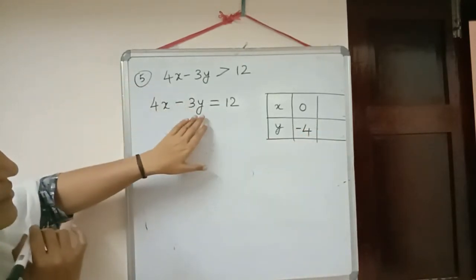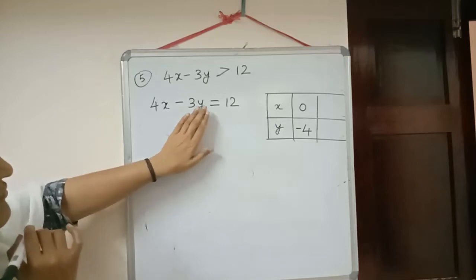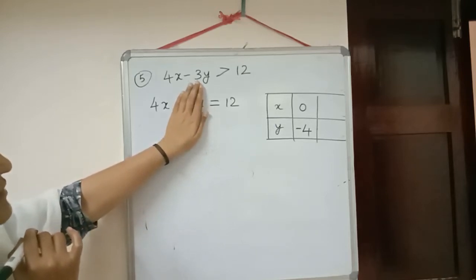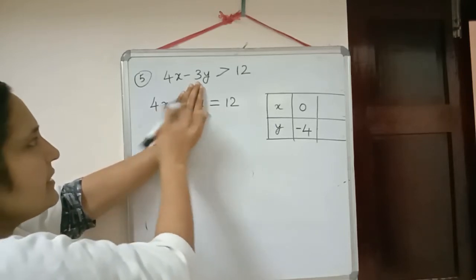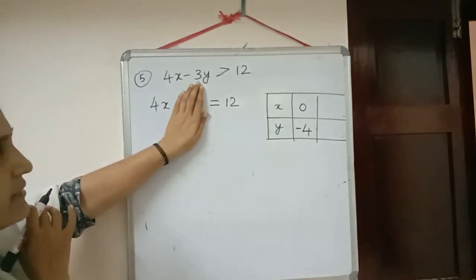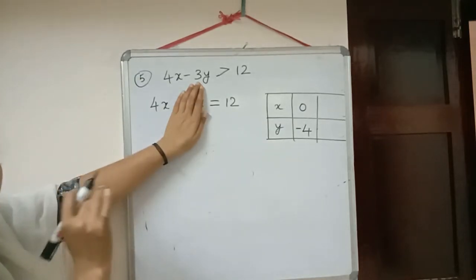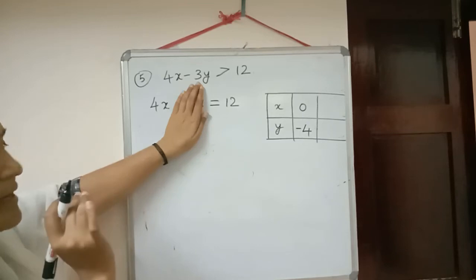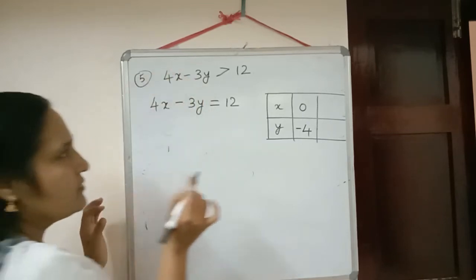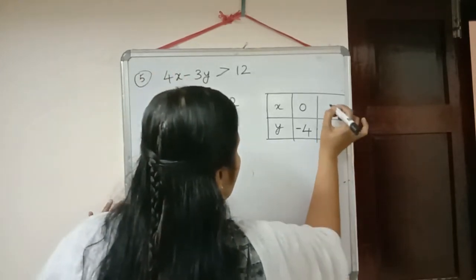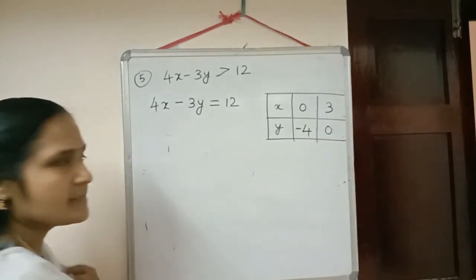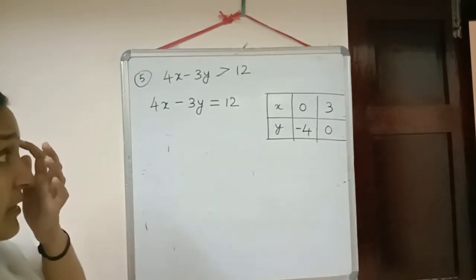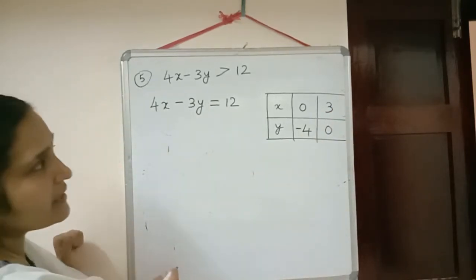Then substitute y is equal to 0. If y is equal to 0, this expression will become 0. We will get here 4x is equal to 12. Then x is equal to 12 divided by 4. 12 divided by 4 is 3. So if y is equal to 0, we are getting x is equal to 3. So we got the 2 points. Now we will draw the graph there.